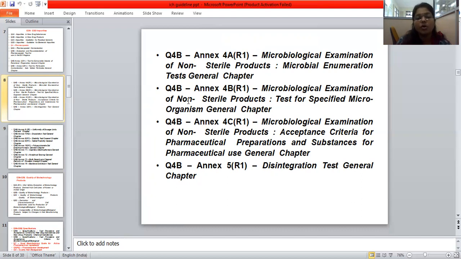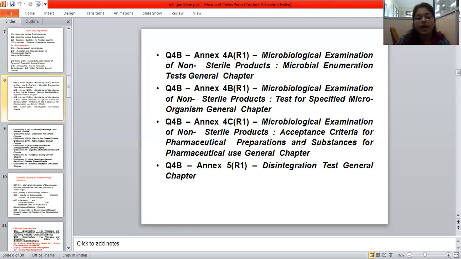If you see the pharmacopoeia, you will understand that the different annexes appear in different chapters. Accordingly, for sterile products we have different annexes, and for non-sterile products we have different annexes. For preparation of solutions and substances for pharmaceutical use, there are also different annexes. So these are the different annexes we have in the pharmacopoeia, and for writing specifications we can refer to this quality guideline.